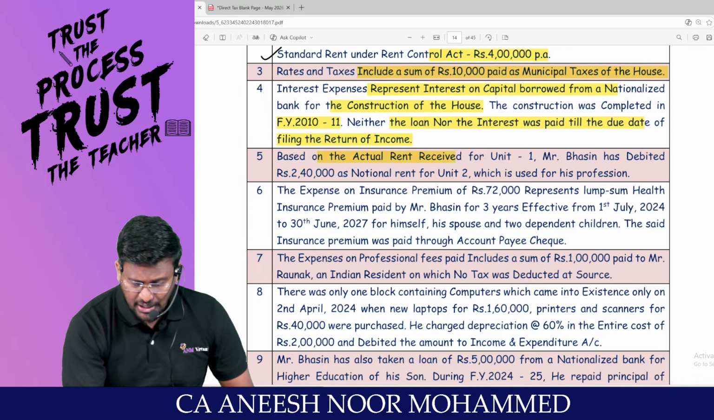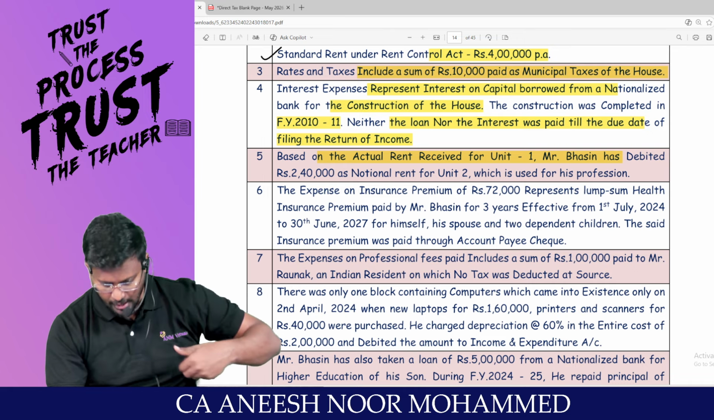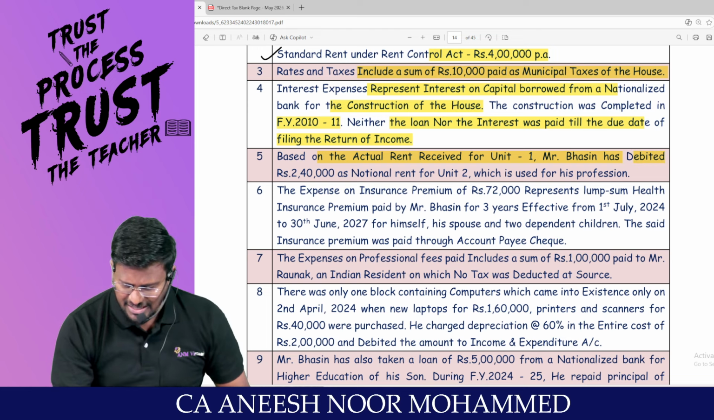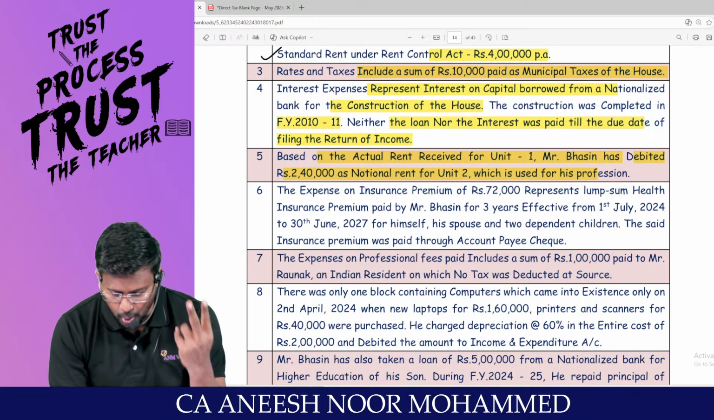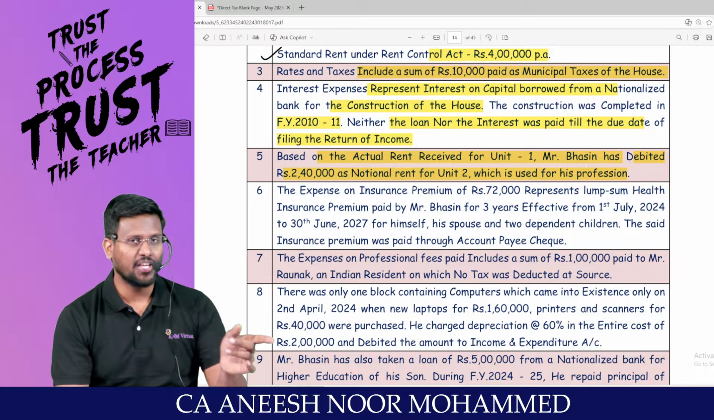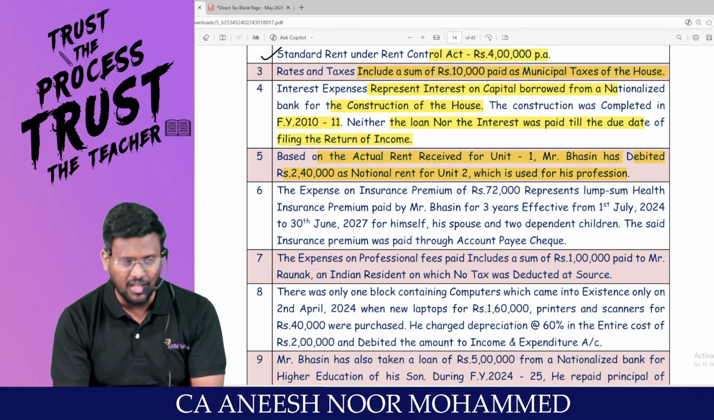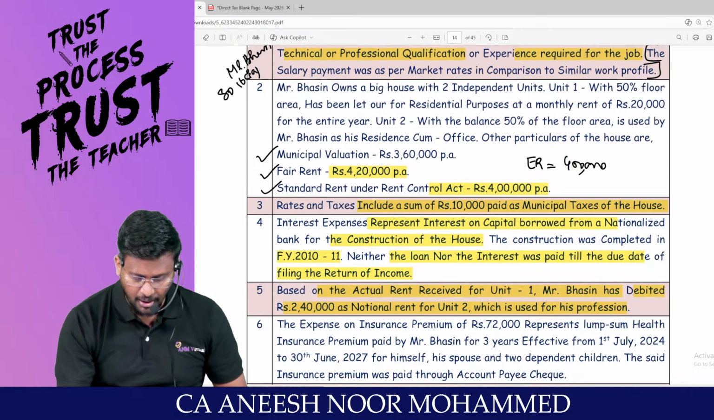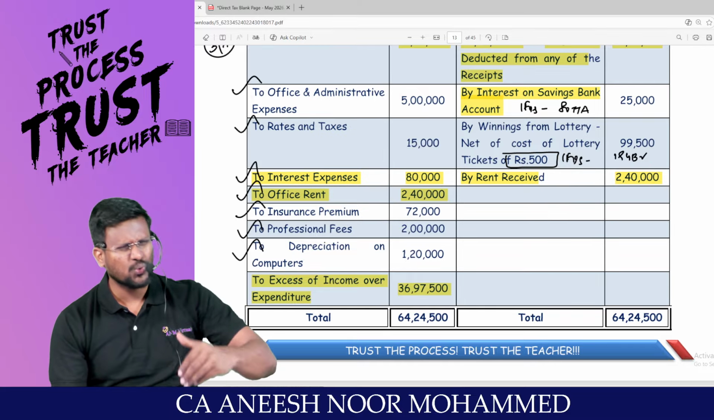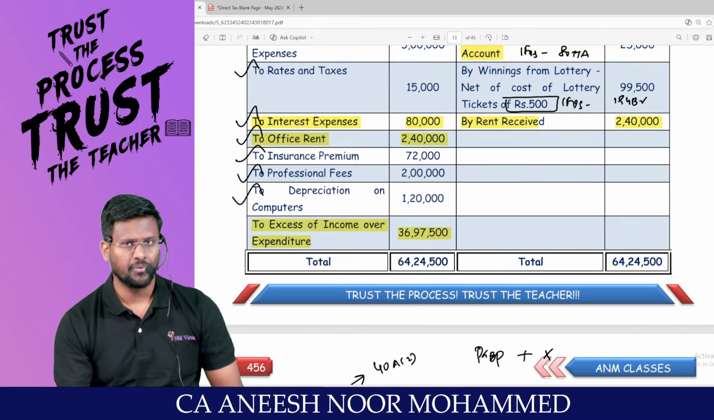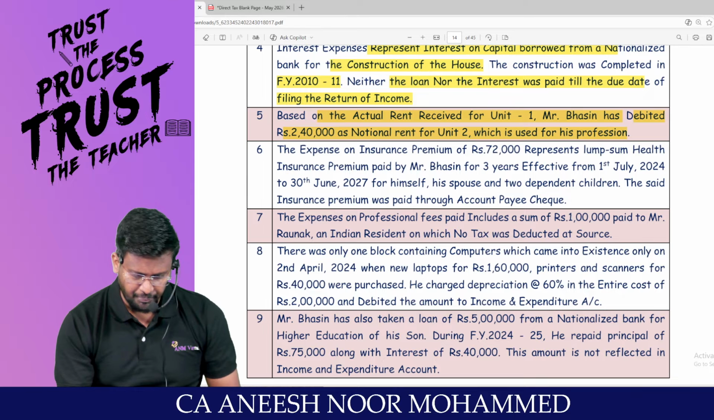Based on the actual rent received for unit number 1, that 50%, Bashin has debited 2,40,000 as notional rent for unit number 2, which is used for his profession. If you are the owner, as per section 30, the notional rent concept will not be applicable. That means this 2,40,000 should be added back. This is notional rent to the owner himself. How will it be allowed in the Income Tax Act?